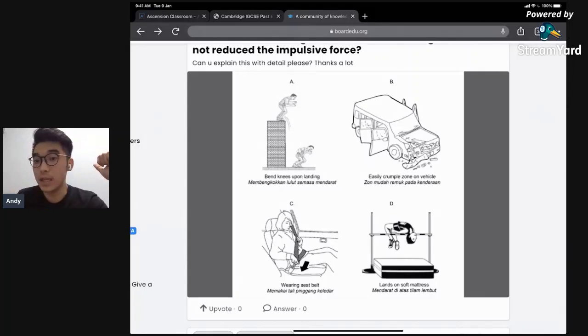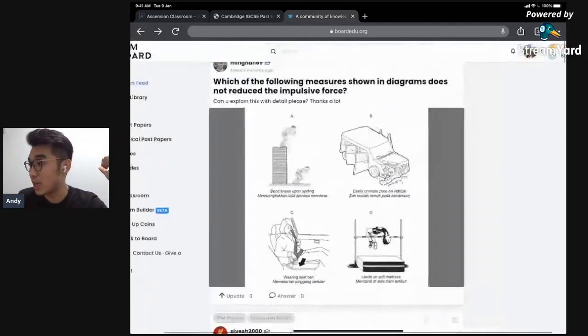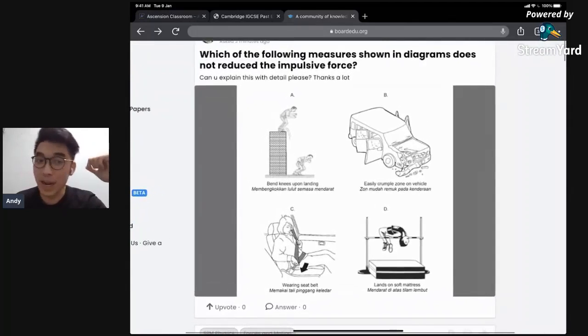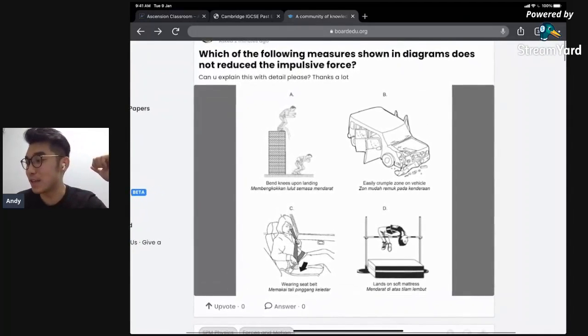If you look at this particular example, it's very direct. For A, I'm pretty sure that bending the knee will reduce the impulsive force. So A wouldn't be the answer.